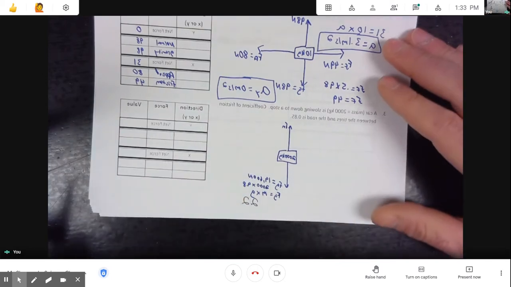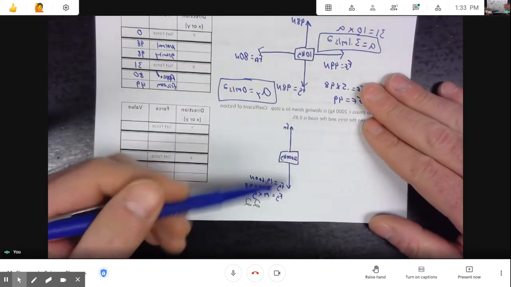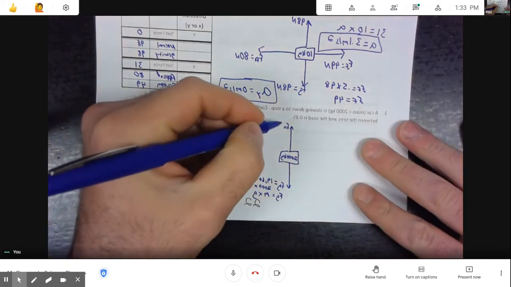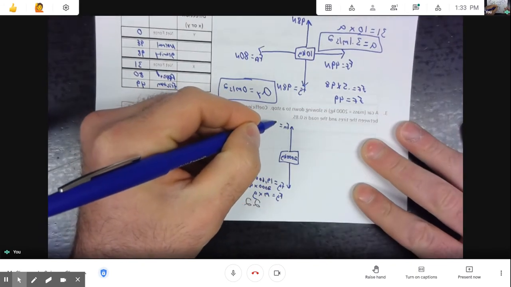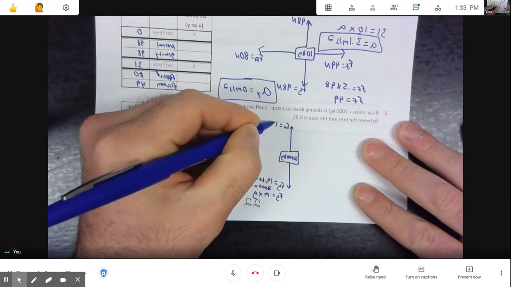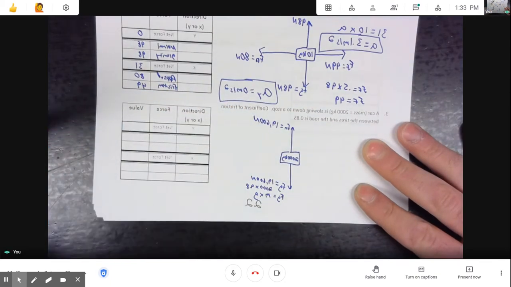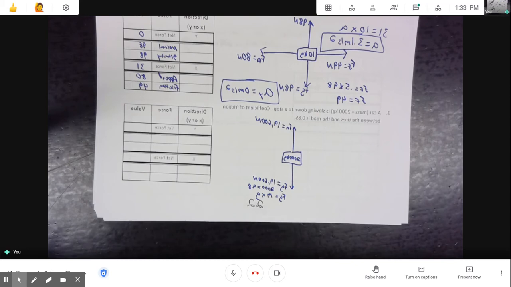newtons. And we know the car is not moving up and down. It's resting on a solid, stable surface. So that means the normal force is going to equal the force of gravity, which is 19,600 newtons.